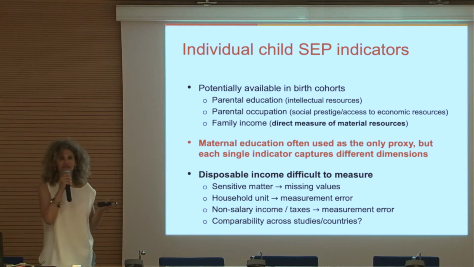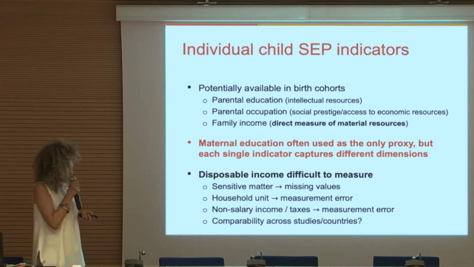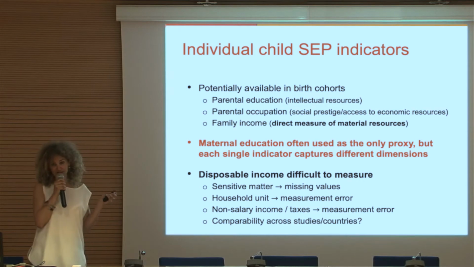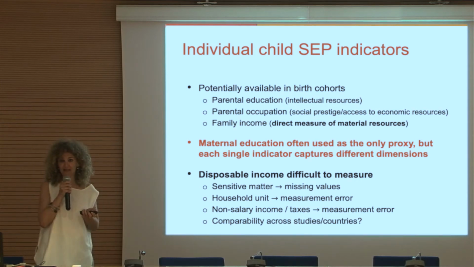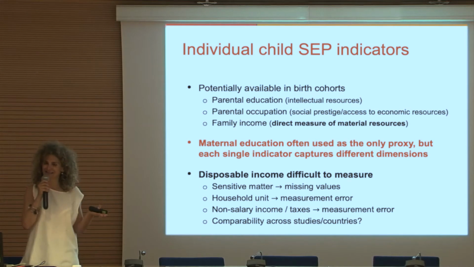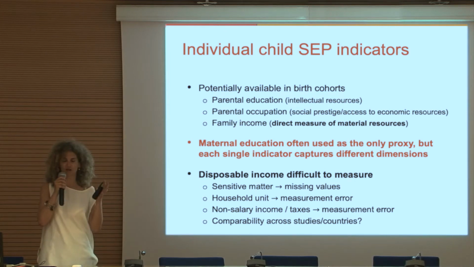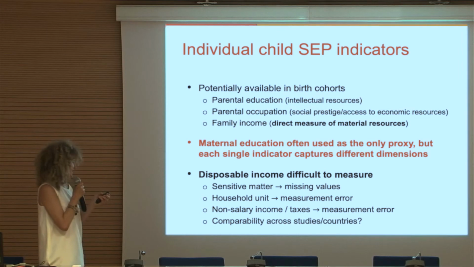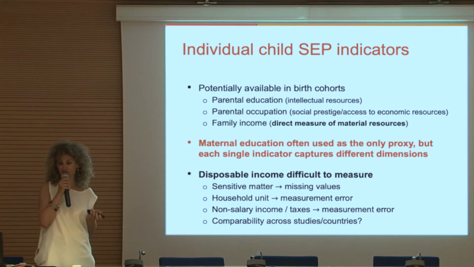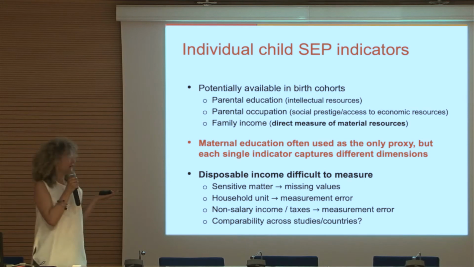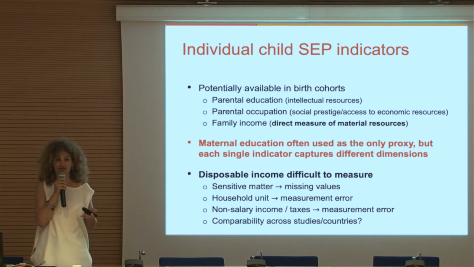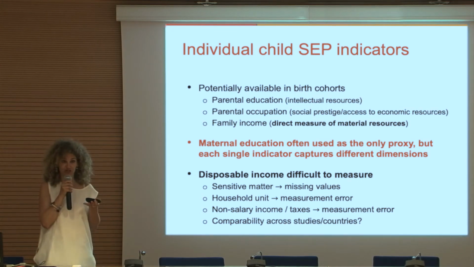So, child SEP indicators. The indicators that are usually available in birth cohort studies are parental education, parental occupation, and family income. Although at least the first two are usually available in this type of study, maternal education is often used as the only proxy of child socioeconomic position because it is easy to measure and stable over time. But each single indicator captures a different dimension of this concept of socioeconomic position. In particular, we can think about parental education as a measure of intellectual resources, parental occupation as a measure of social prestige and access to economic resources, and family income is a direct measure of material resources and therefore is really relevant in terms of child SEP.